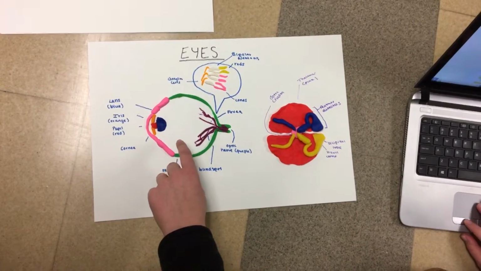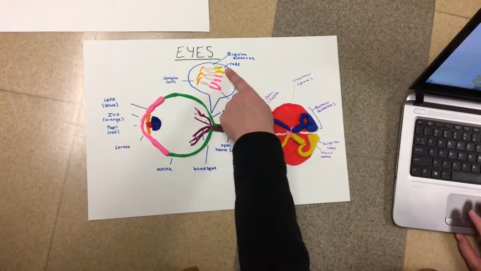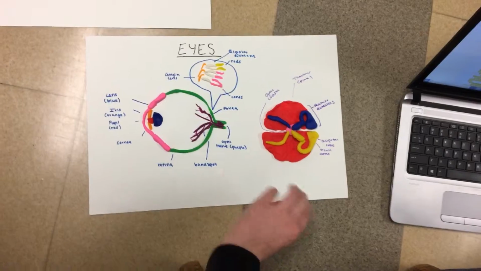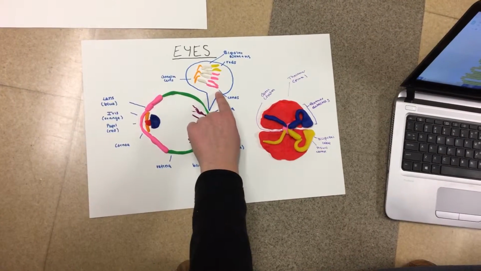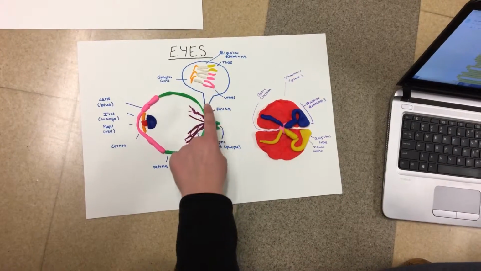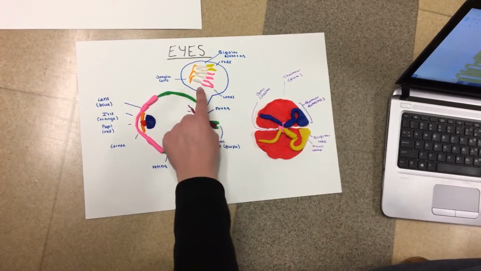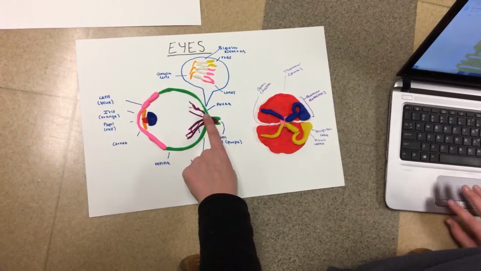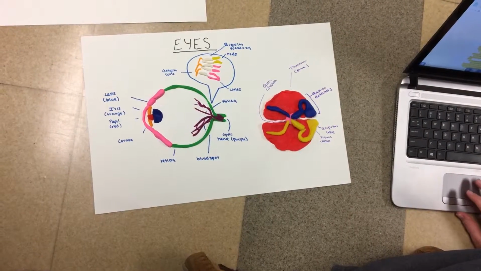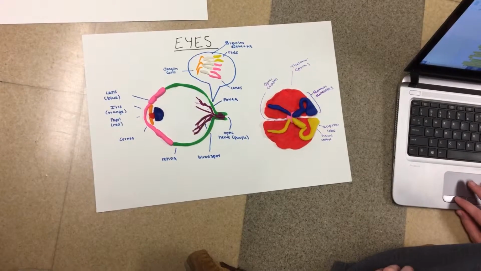The rods are here, and they are the photoreceptors in the retina that allow black and white vision and vision when it's dark. And the cones are the pink, and they are photoreceptors that allow fine detail and color in the daylight. And these are in the fovea, which is here. And the fovea is a small depression in the center of the retina with the cones inside of it.